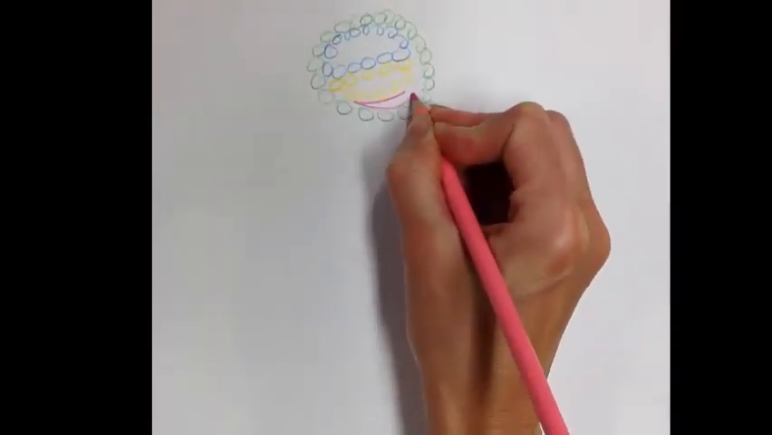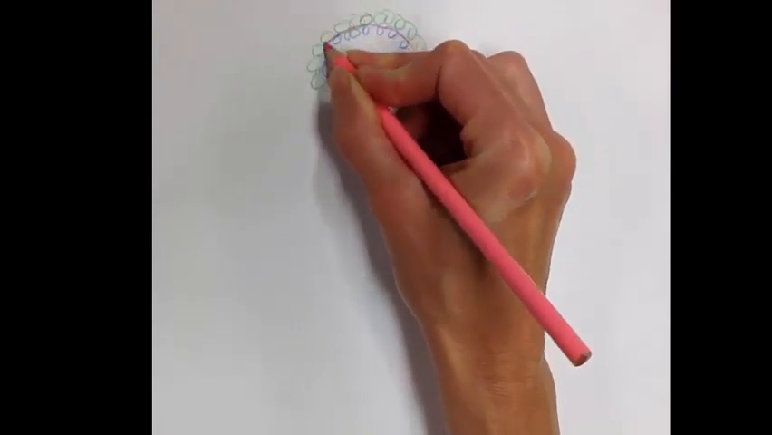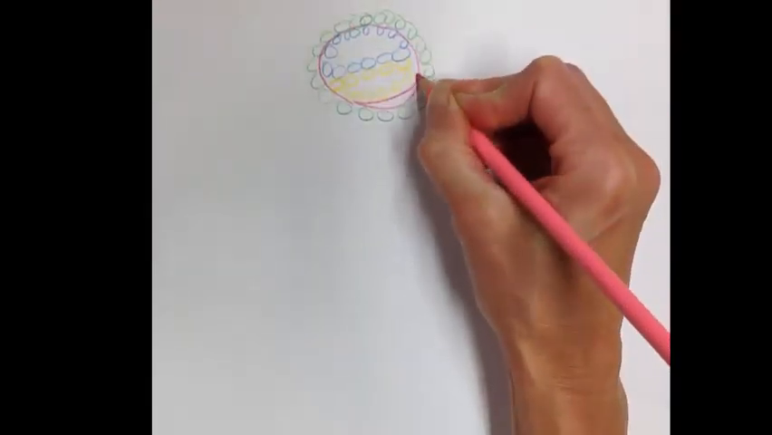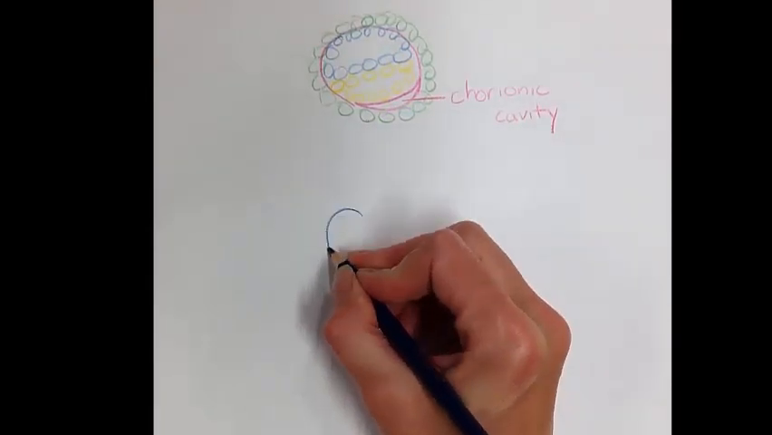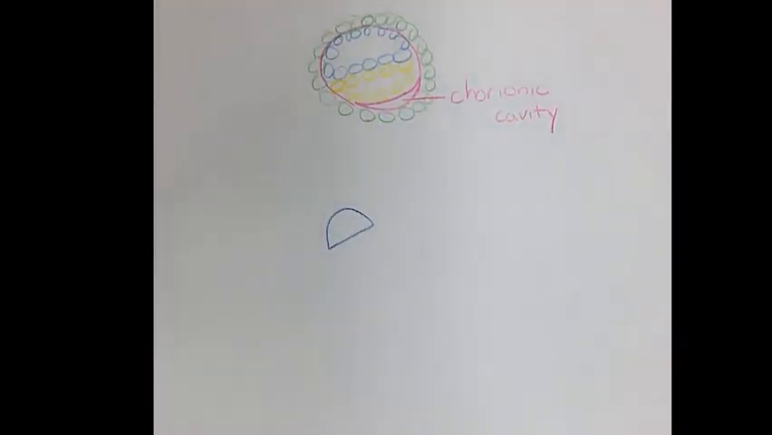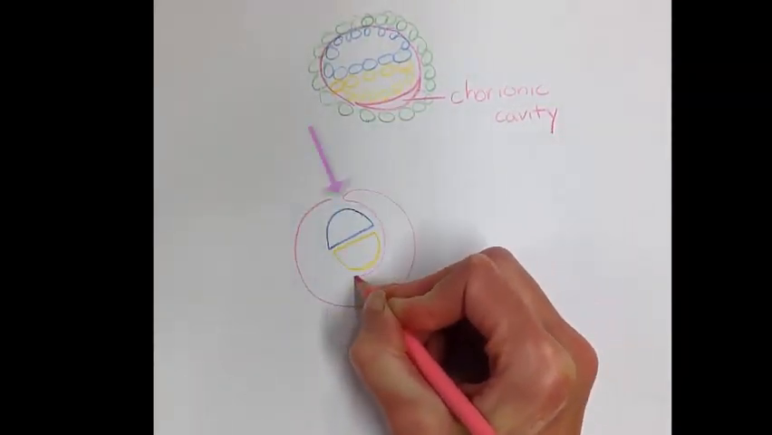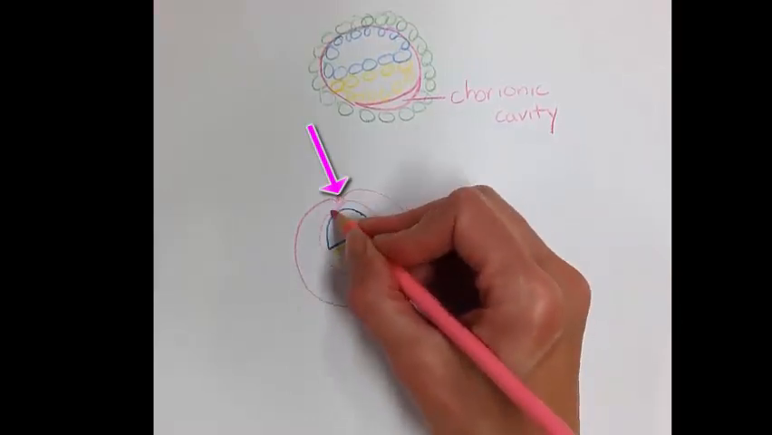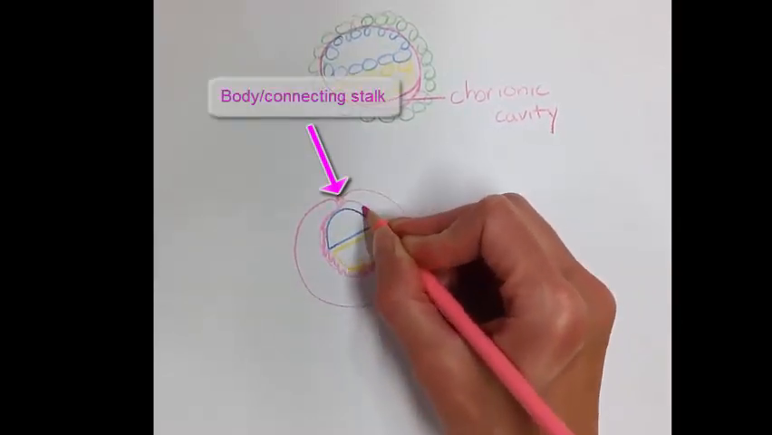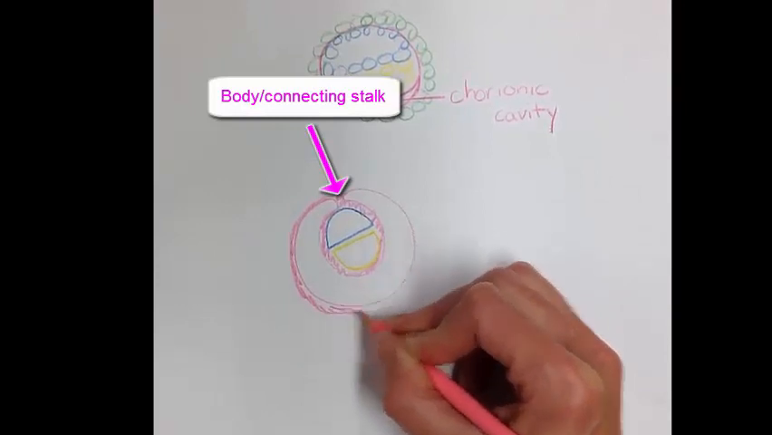Here's the extraembryonic mesoderm expanding to surround the yolk sac and amniotic cavity. It too begins to develop its own cavity, the chorionic cavity. Eventually, the chorionic cavity is going to expand to completely surround the amniotic cavity and yolk sac, with exception to this area where it attaches to the cytotrophoblast, called the connecting or body stalk.